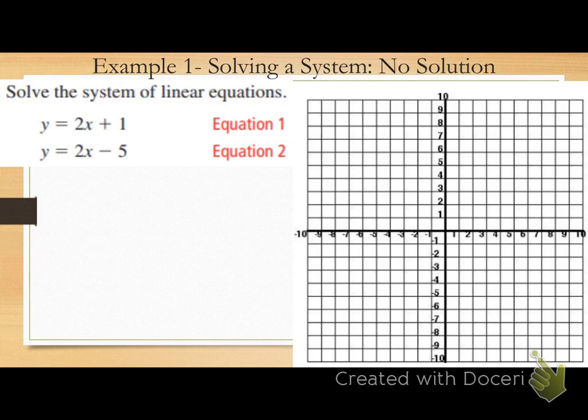Okay, now to example 1. How do I solve by graphing? Let's graph first. You go up one on the y-axis. Yep, because the y-intercept of my first line is 1. So that's my starting point. Put a point at 1 on the y-axis. What's my slope of the first equation? 2 over 1.